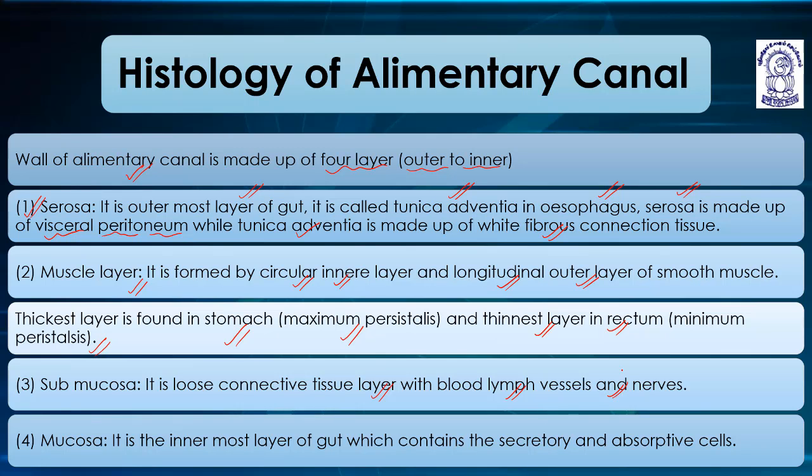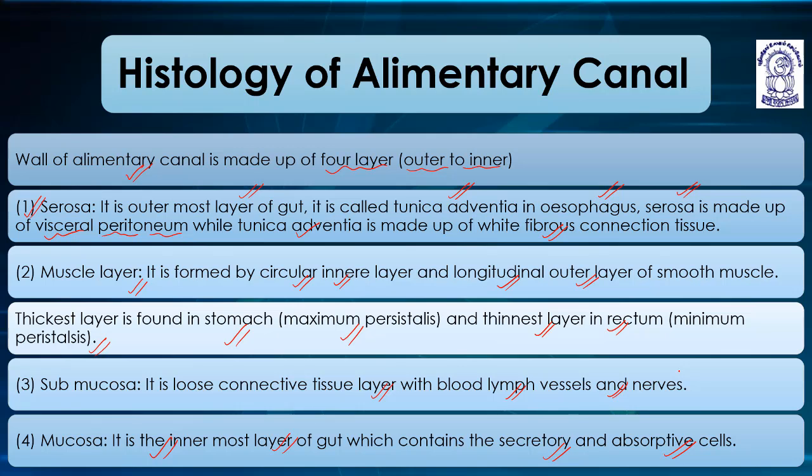Understood? Now, mucosa. The mucosa is the innermost layer of the gut, and this mucosal layer helps in the making of different types of mucus secretion cells like the Paneth cells and the crypts of Lieberkühn. It is the innermost layer of the gut which contains the secretory and absorptive cells.